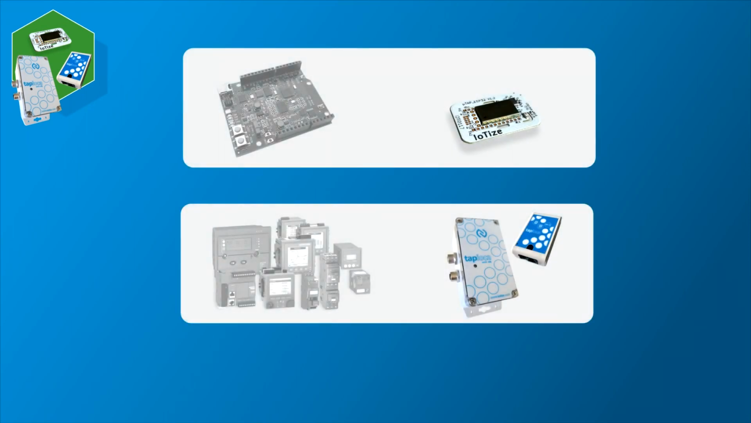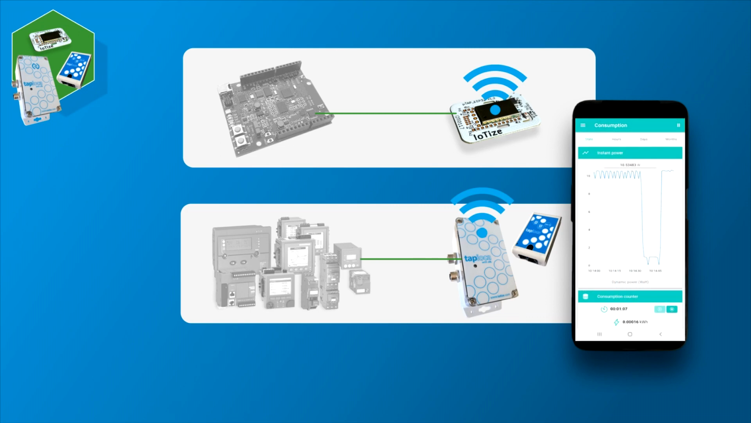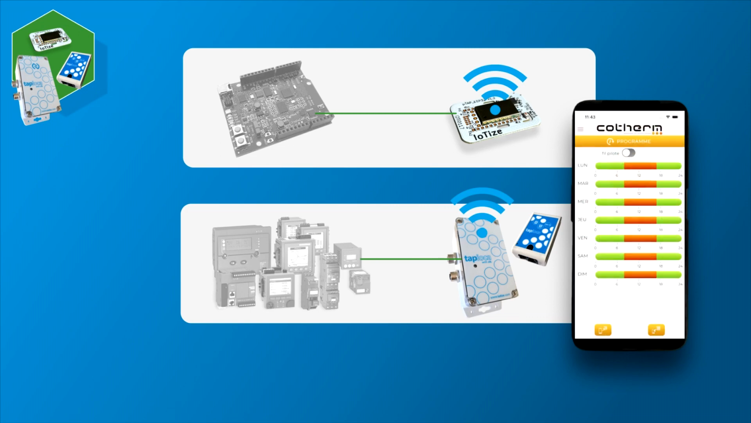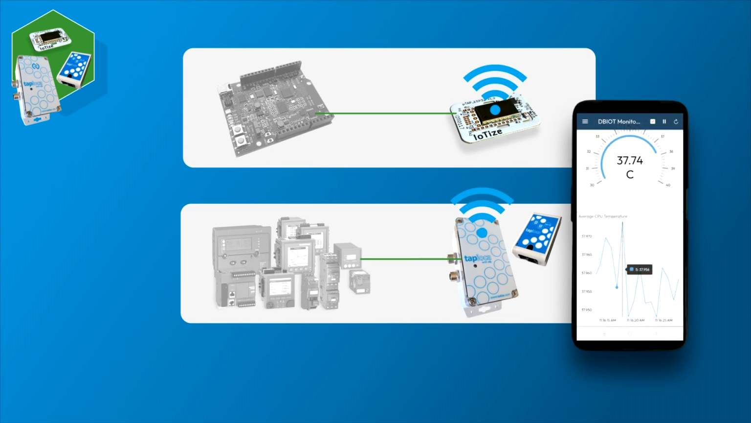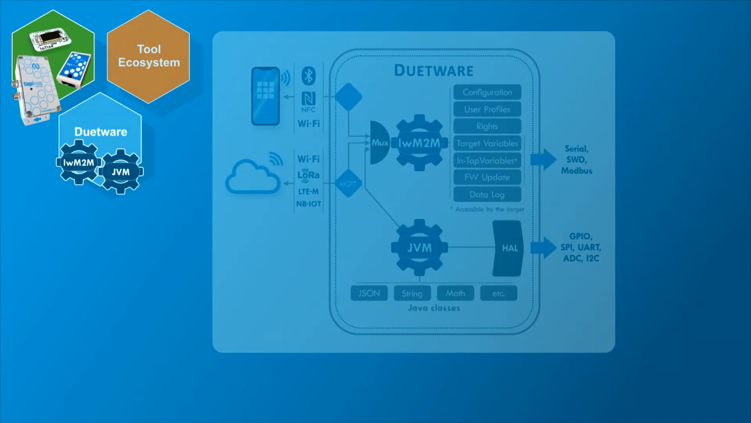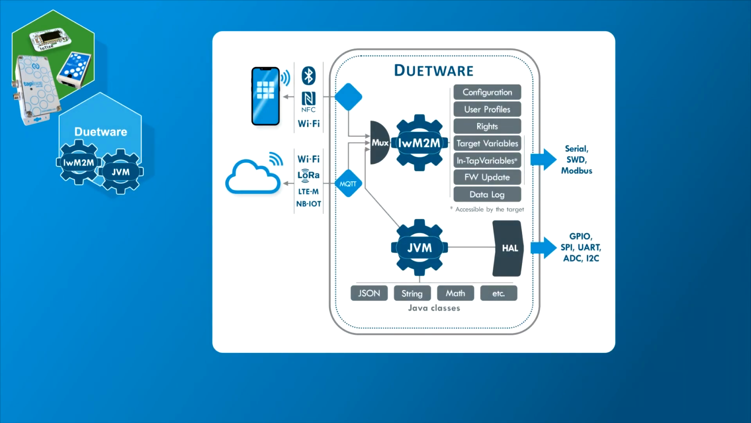No matter whether you're using our modules for an embedded design or our wireless adapters to retrofit industrial systems, implementing IoTize devices and creating your user interface as mobile apps is a simple process of connection and configuration. Your connectivity project starts with our Duetware software and IoTize Studio. Duetware pre-implements the key features for connected devices. You just configure them. No coding is required.